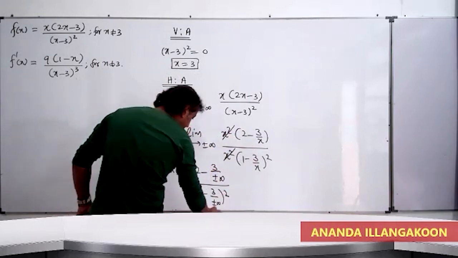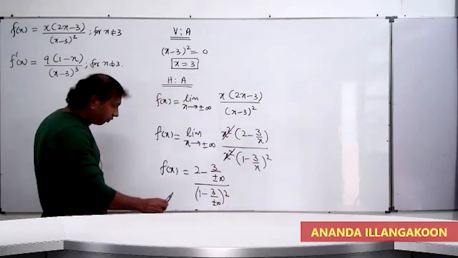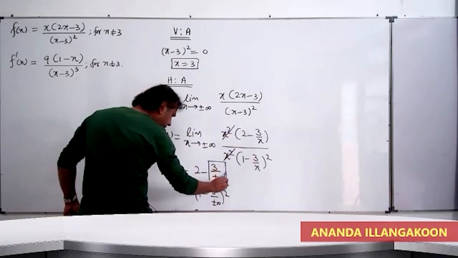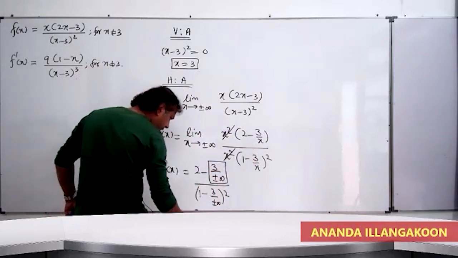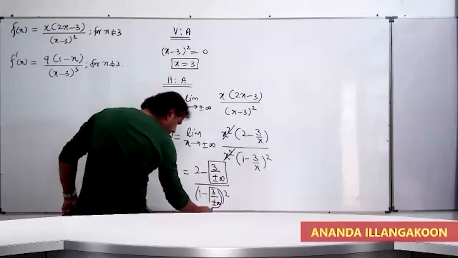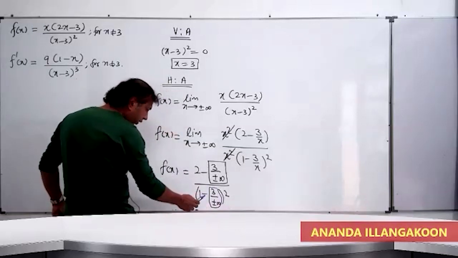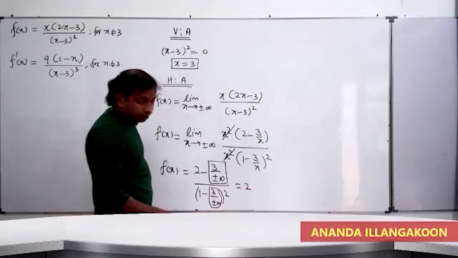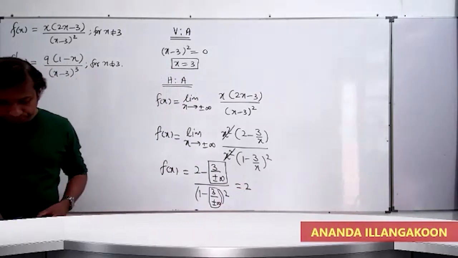Square here we have. And now this is 0. This is also 0. And here 2, this is 1, then this is 2. Then the horizontal asymptote we get is 2.